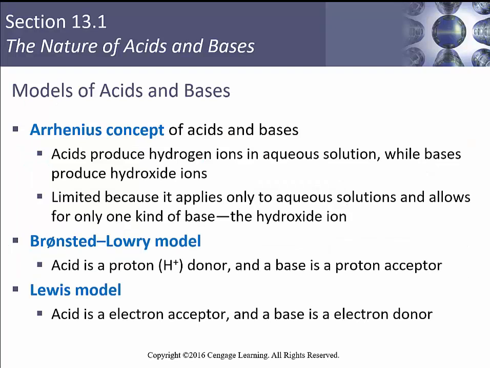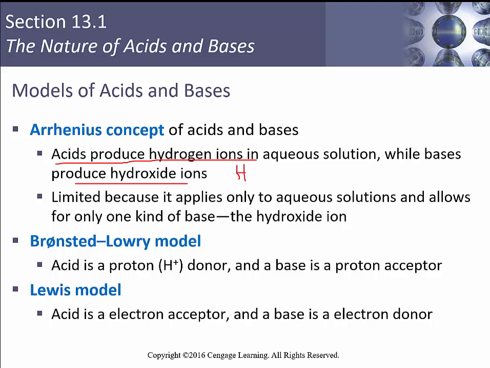So let's look at some models of our acids and bases. There's three models that we're going to work with, and they're going to go from most specific to the most general. So anything that is a Bronsted-Lowry acid is also going to be a Lewis acid. Anything that's an Arrhenius is also going to be a Bronsted-Lowry, which is also going to be a Lewis. So our Arrhenius is the most narrow definition, but it's also the one that people are probably the most familiar with. And it says that acids are going to produce hydrogen ions in aqueous solutions, and bases produce hydroxide ions.